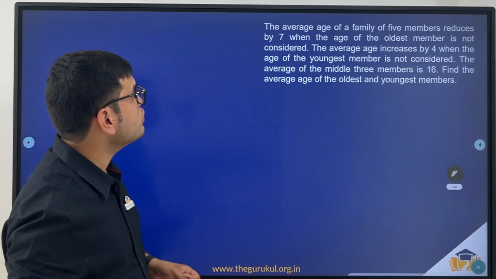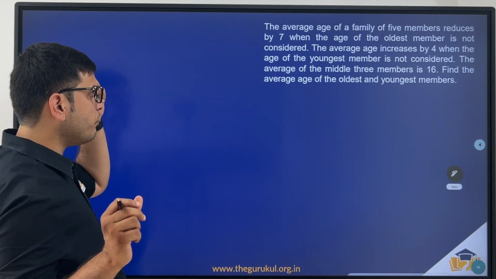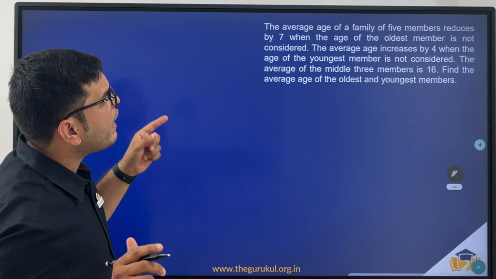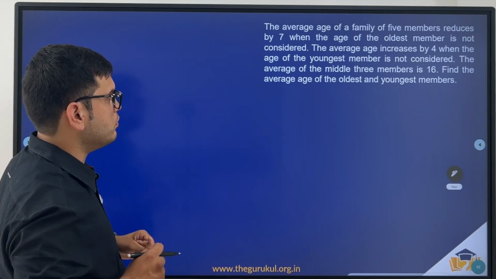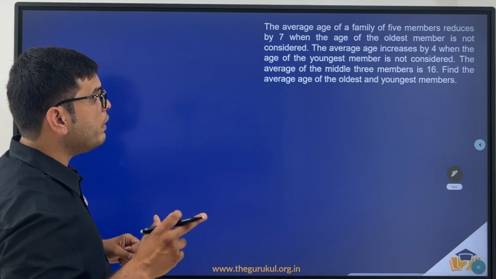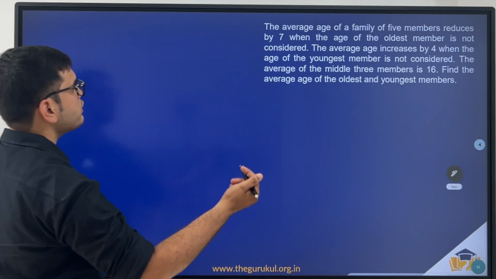Now coming to the fourth question, the average age of a family of 5 members reduces by 7 when the age of the oldest member is not considered. The average age increases by 4 when the age of the youngest member is not considered. The average of the middle 3 members is 16. Find the average age of the oldest and youngest members.